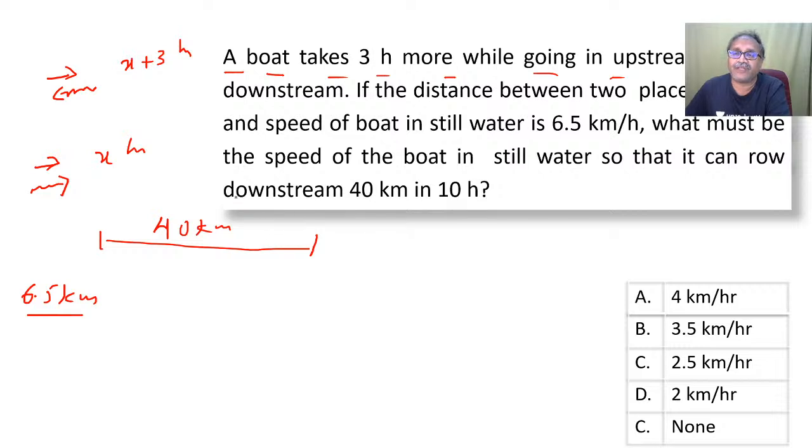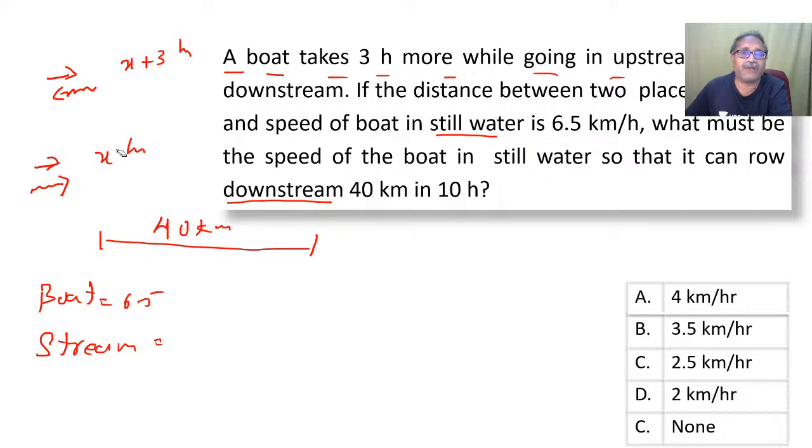So in order to get the downstream speed, I need to find out the speed of the stream. The speed of the boat is 6.5. Then where is the speed of the stream? This equation will help us to get the speed of the stream. How is it?